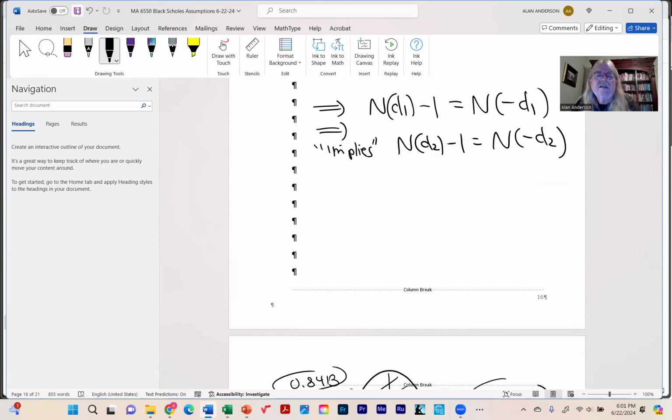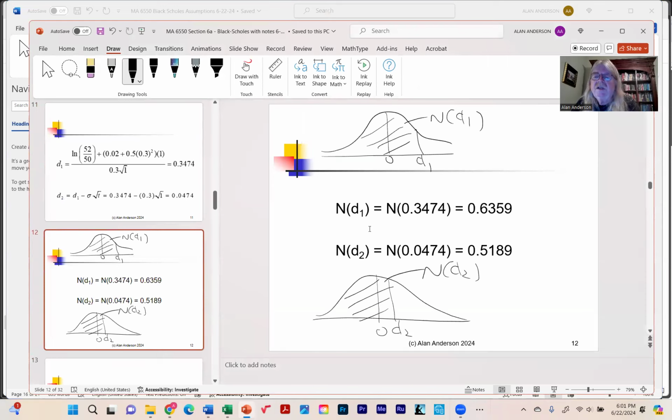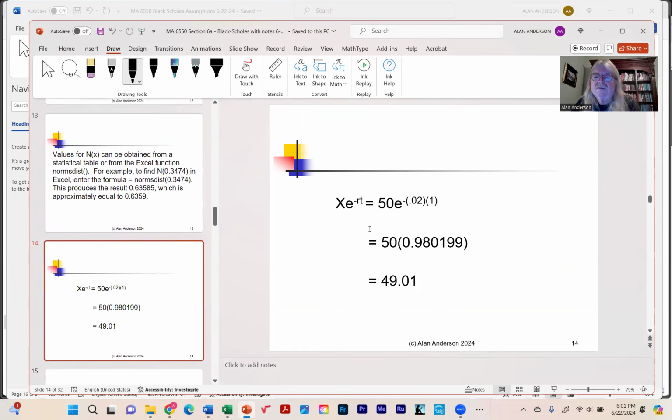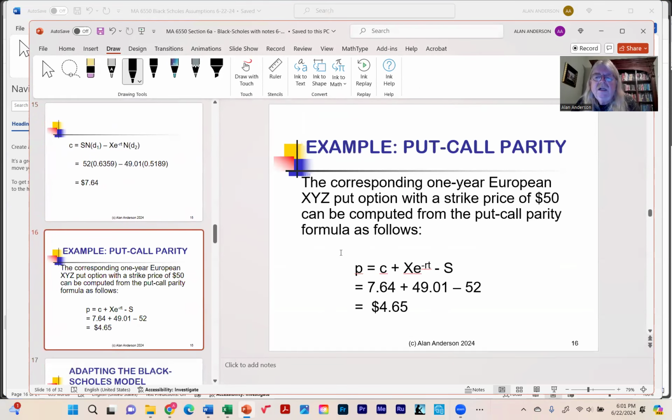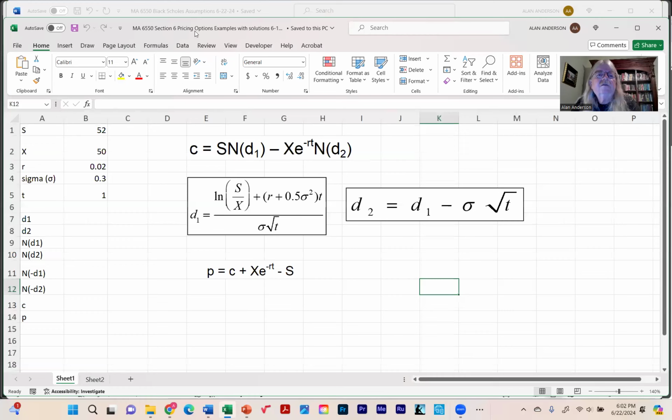So what we're going to do now, I think it's time to take a look at Excel. Let's take this information, read it into Excel, and let's try to reproduce these results. Okay. And let's go in here. And you'll see the spreadsheet is called Pricing Options Examples. There's two of them, sheet 1 and sheet 2.